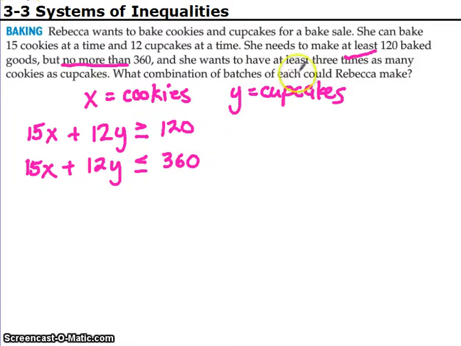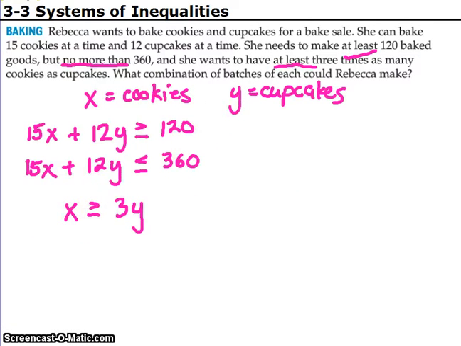Okay, but then there's actually a third equation on this one. Now 2 is the minimum, but you could have more as well. So this one has 3. She wants to have at least 3 times as many cookies as cupcakes. Okay, she wants to have more cookies than cupcakes. So cookies at least greater than or equal to 3 times the number of cupcakes. 3 times as many cookies as cupcakes. Alright, so x is greater than or equal to 3y.